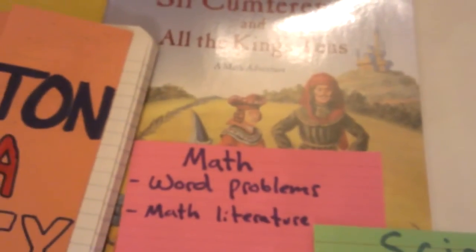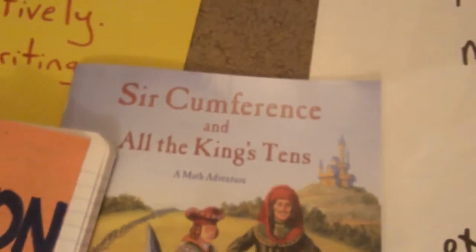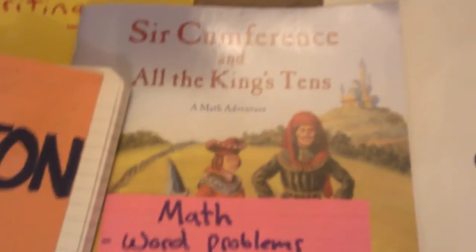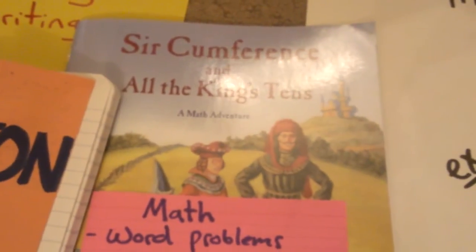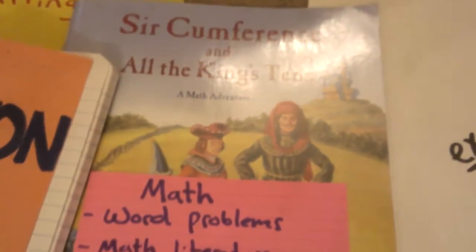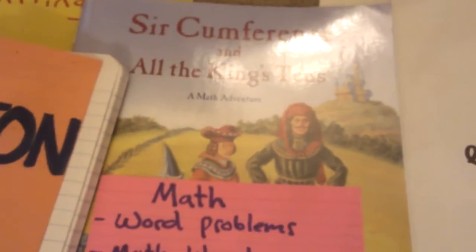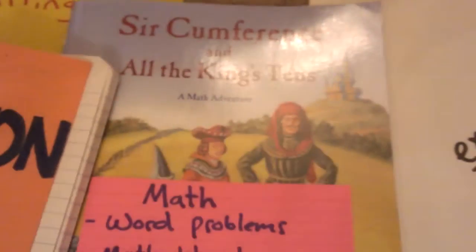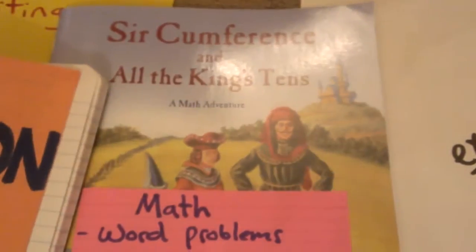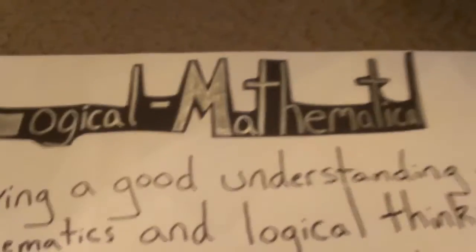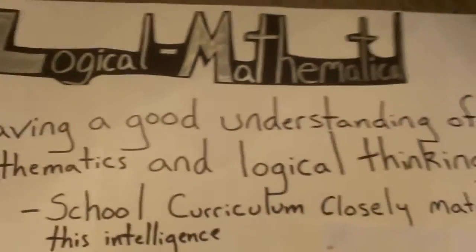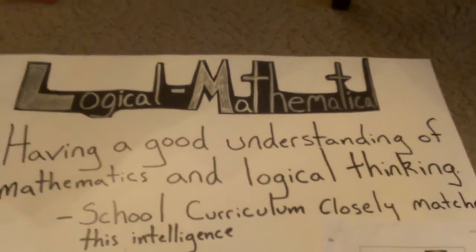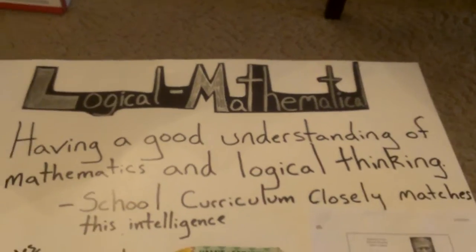Math, you could do word problems or math literature. Circumference and All the King's Tens: A Math Adventure is a very good book about math placement, so that's another way to help the linguistic kids get the same information.